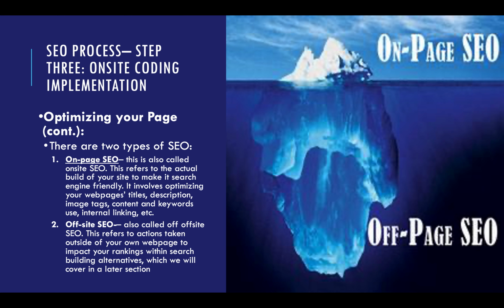Okay, step 3, still on the on site coding and implementation. I thought this picture was so good for representing what this is talking about. Okay, so there are two types of SEO. The first one is on page SEO, and it's normally called on site SEO. If you end up going into the master's program, you'll hear it more called on site than on page. But this refers to the actual building of your site and to making sure that it's search engine friendly. It involves optimizing your web pages, titles, descriptions, image tags, content, keywords, internal linking. Basically, anything on your website is called on page or on site SEO.